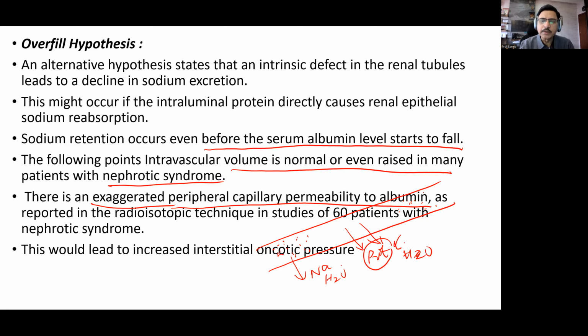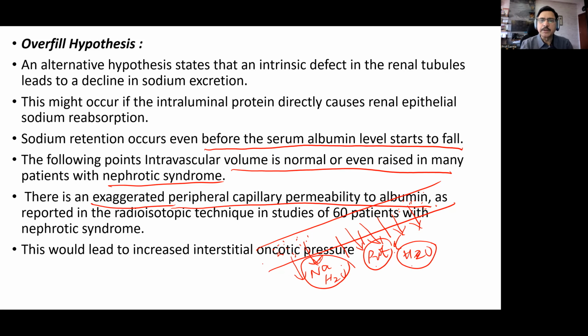So there are two mechanisms that they are postulating in the overfill hypothesis. One is net sodium excretion is decreased due to the protein leak into the tubule. The sodium is reabsorbed more, net excretion is decreased, net circulating sodium is more, the circulating sodium appears in the interstitium, that retains water. The second thing is that an increase in the capillary permeability at the venular end or in the capillaries themselves results in leak of the protein into the interstitium, and that could cause water retention along with that, and that is the cause of edema.